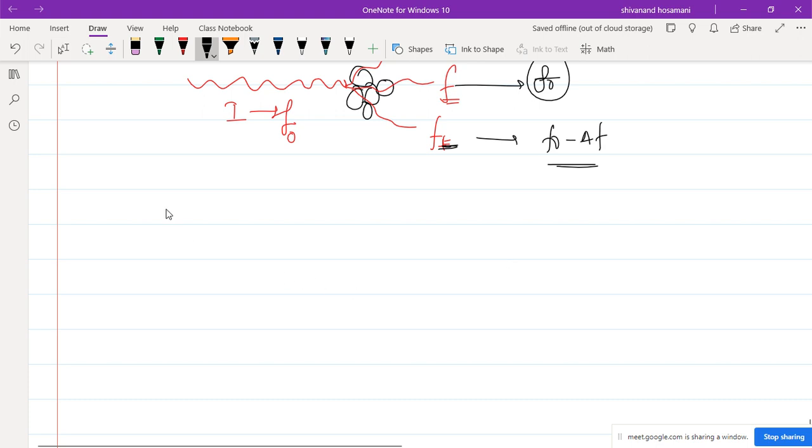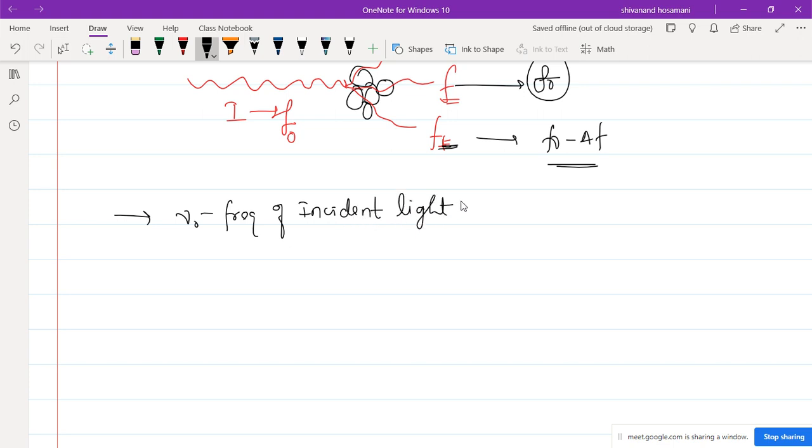Let us consider nu naught. Nu naught is the frequency of incident light. Here we are going to use an electromagnetic wave. Incident light is nothing but an EM wave. Which EM wave are we using here? That is UV radiation, or ultraviolet.